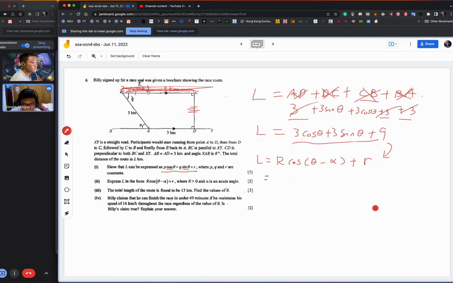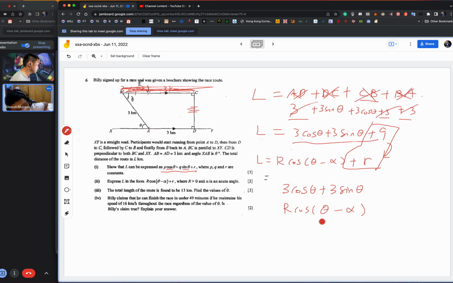Actually, in fact, I also encourage students to just get it on the spot. To make it simpler, you don't have to do this part, because can you see that the plus 9 and plus r you can just leave aside. So your job is to get 3 cosine theta plus 3 sine theta into R cosine of theta minus alpha format. So how do you convert?